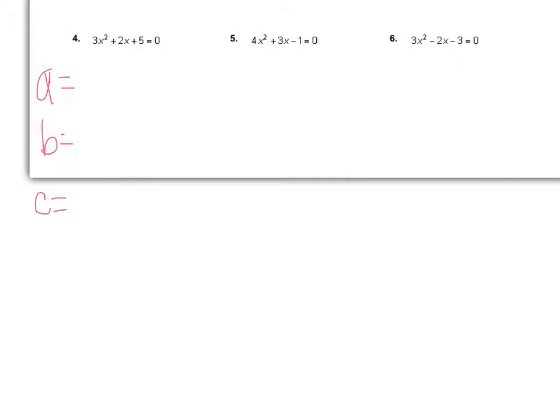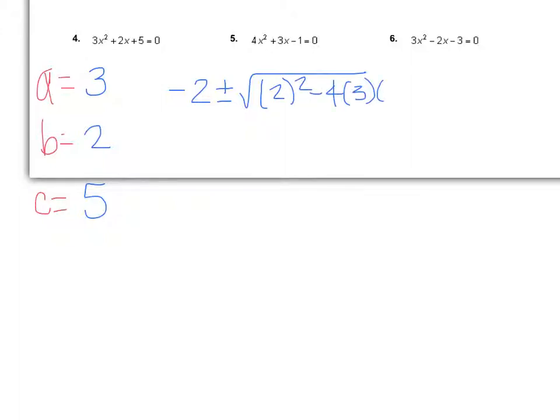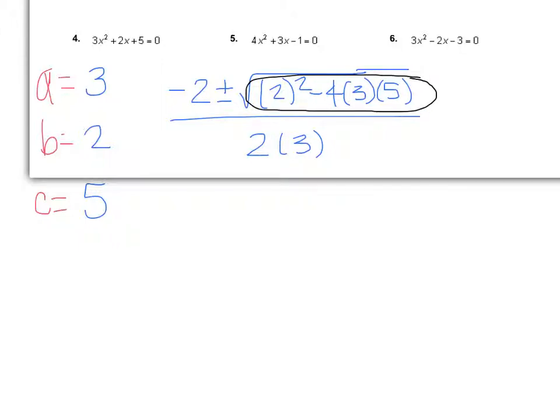So I'm going to identify A, B, and C. A is 3, B is 2, C is 5, so I'm going to plug in my numbers. My formula is negative b, so that's negative 2, plus or minus the square root of b squared, so that would be 2 squared, minus 4 times a, which is 3, times c, which is 5, all divided by 2 times 3. First thing you always want to do is plug in this part right here. Do not plug the square root in, just that part. 2 squared minus 4 times 3 times 5, which is going to give you negative 56.